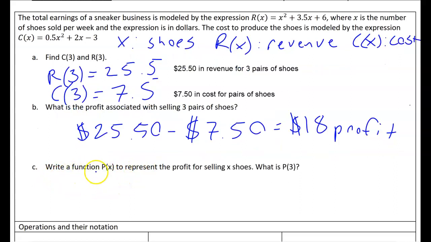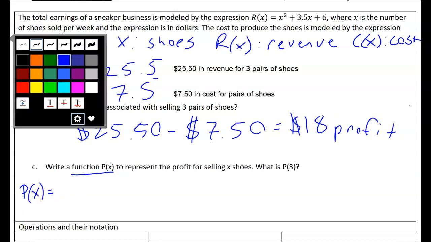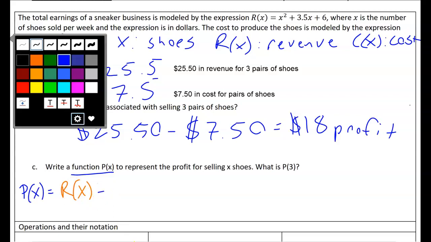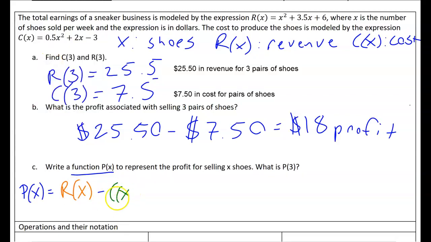And now in part C, here's where this notation gets useful. We're asked now for a function P of x to represent profit. So we want now a function, not a dollar amount. We want a formula for the profit when we sell a certain number of shoes. So notice the name of this thing is P of x, and that's going to be equal to, and I'm going to color code this for you guys, revenue, R of x, how much money you make, minus cost, C of x, how much money it costs you.